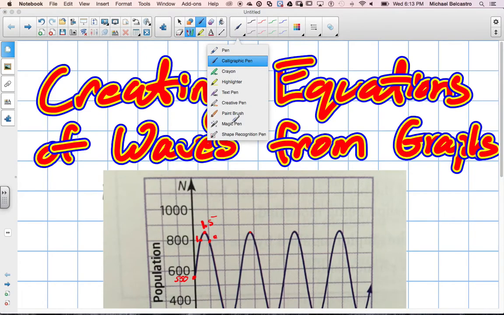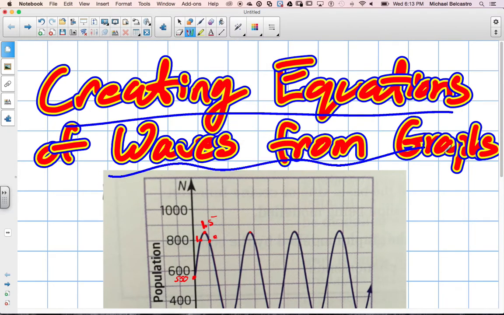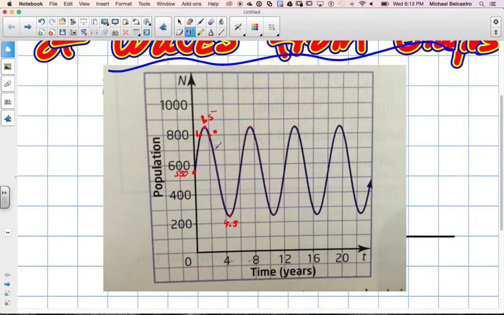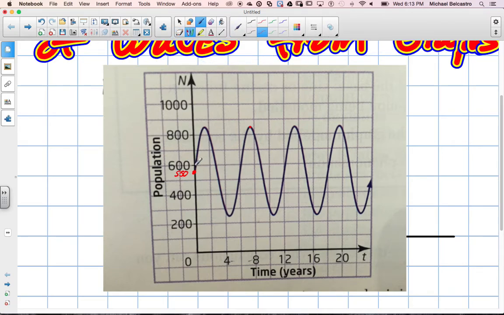Okay, so let's look at creating an equation of a wave from a graph. They've given us this graph, and I already started to write a couple of things in, but let's talk out loud about what we are doing here. From the looks of this graph, it doesn't look to be hitting whole numbers. This would be 500, and it's not quite at 600, so we're going to go on the assumption that it's halfway between. So it looks like the y-intercept is going to be at 550.